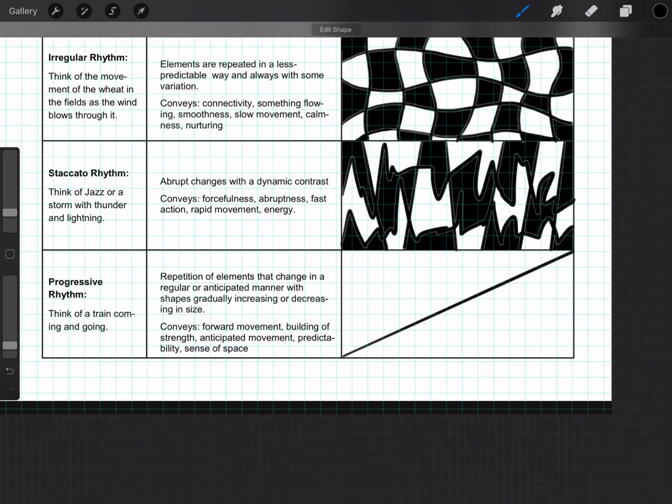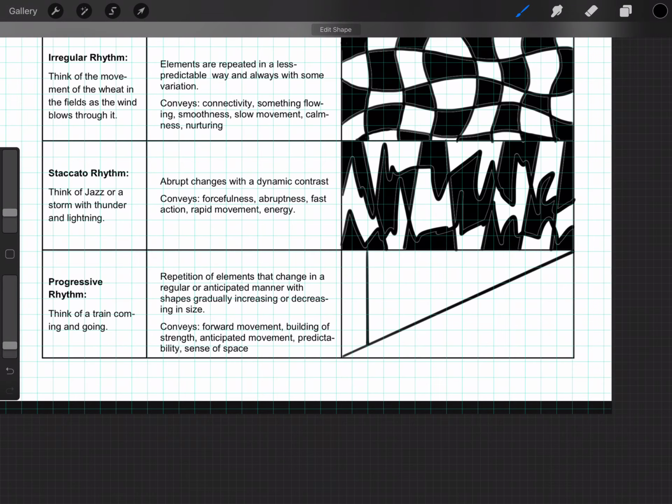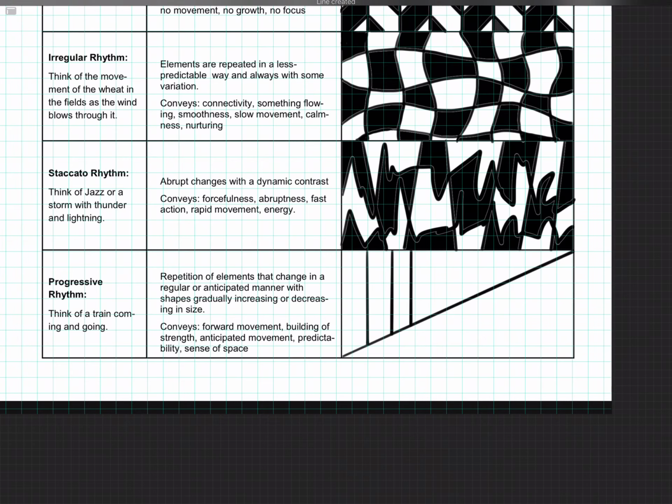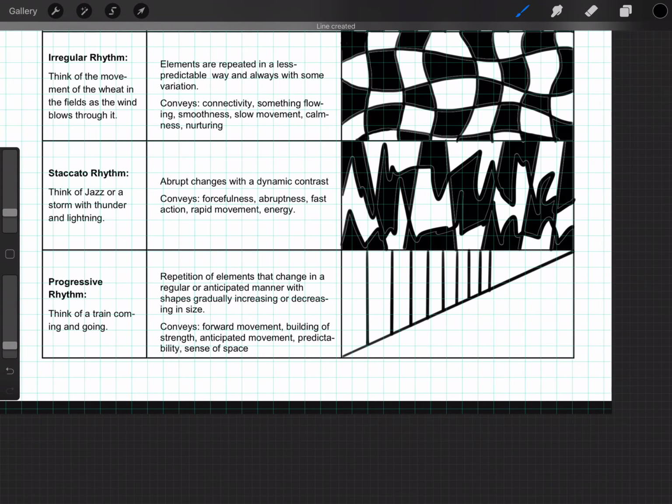Same thing with maybe a picket fence. If you were to look at a picket fence and you wanted to draw it, you will have what we call a vanishing point, and you will also notice that your pickets are going to get smaller and smaller, thinner and thinner. So you have this progressive type of look to it.